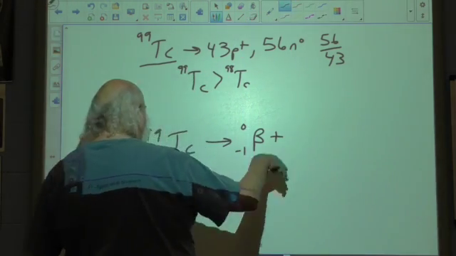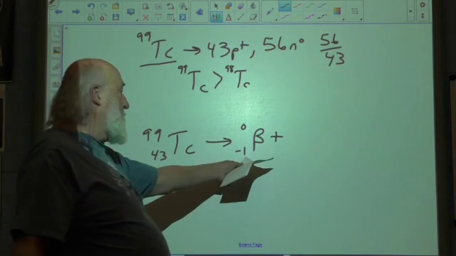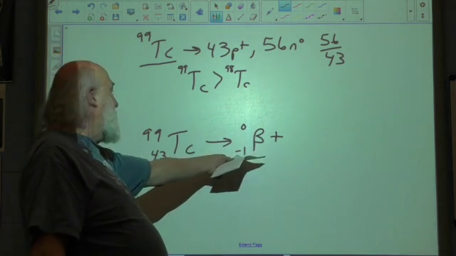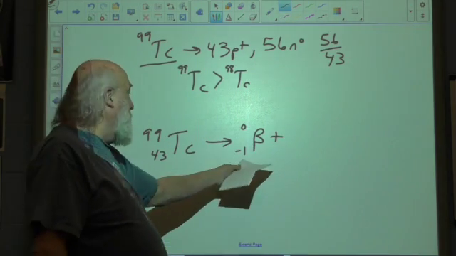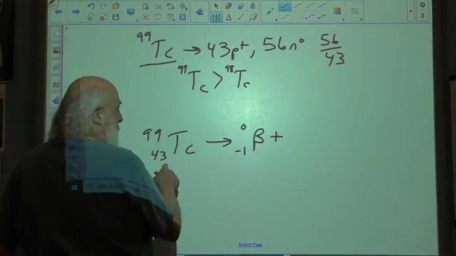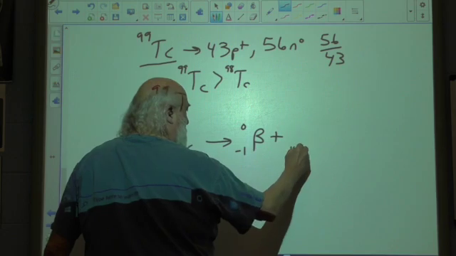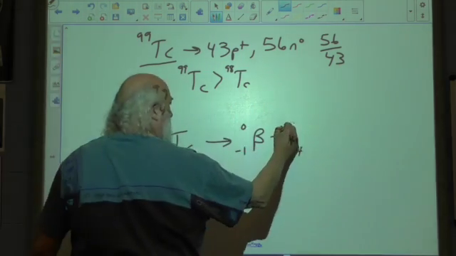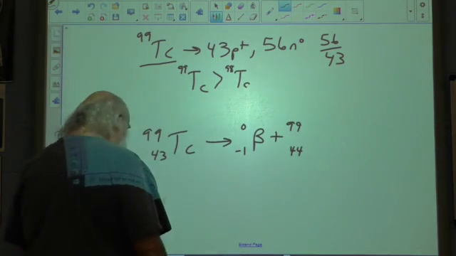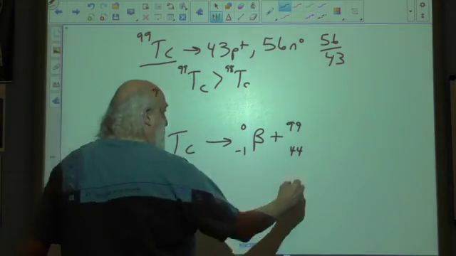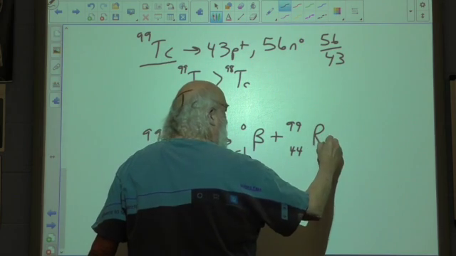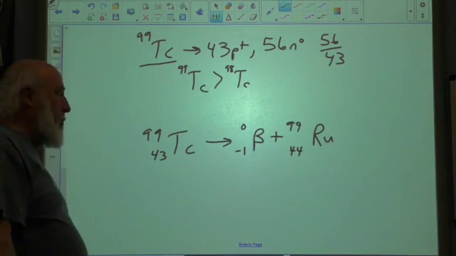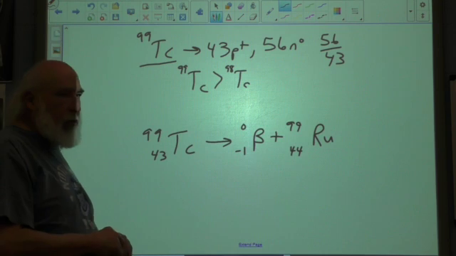Now, I don't know if it's technetium or not, but I know, well, actually I do know because that's -1 there. If that had been a 0, this is not going to change over here. But these two have to add up to 43 over here, so I know that this is going to be 44 right here. These two here have to add up to 99, so I'm going to put 99 right there. And it turns out that element number 44 is ruthenium. So there's your beta decay reaction.